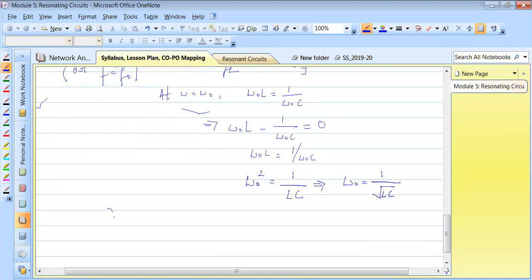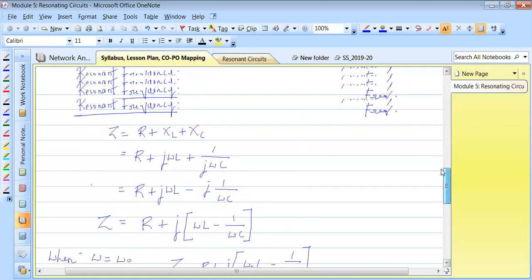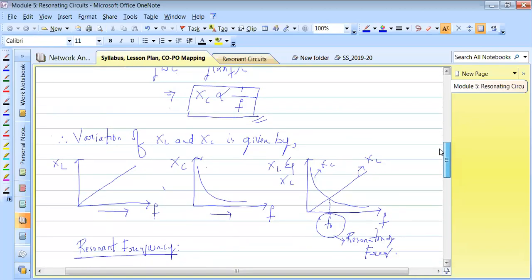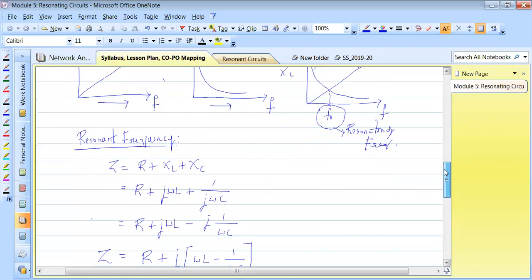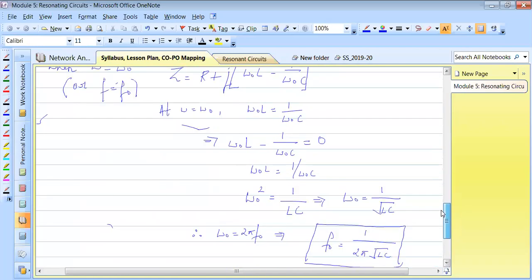Understand this? Now, since omega naught is 2 pi f naught, implies f naught is 1 by 2 pi times root LC. See, this is your equation for resonant frequency. I hope you are making note of all this. So what did we see today? We saw how the reactances would vary, and how to get the resonating frequency equation.